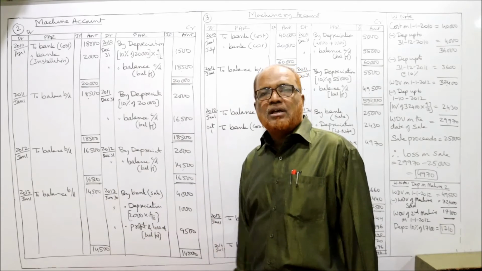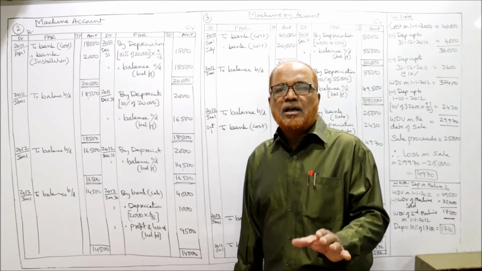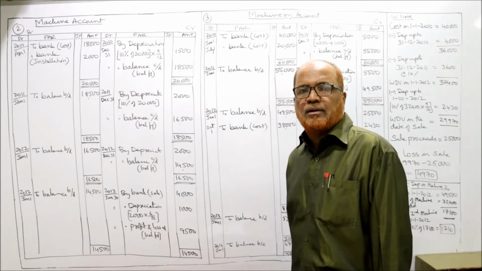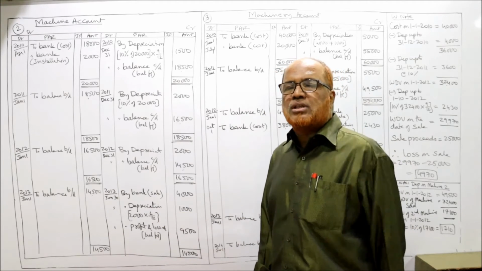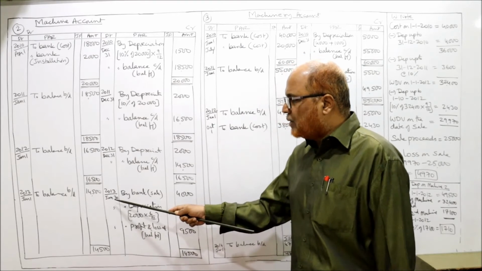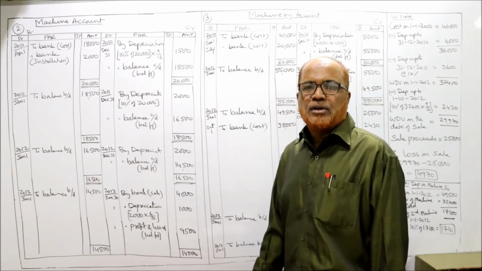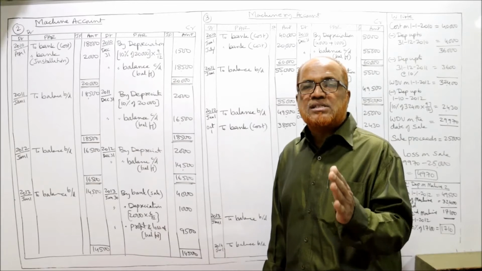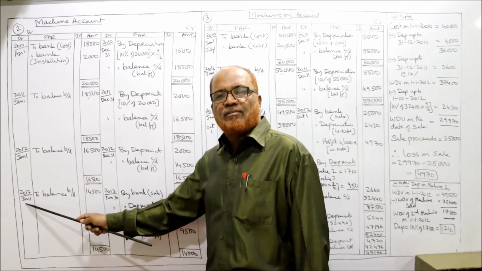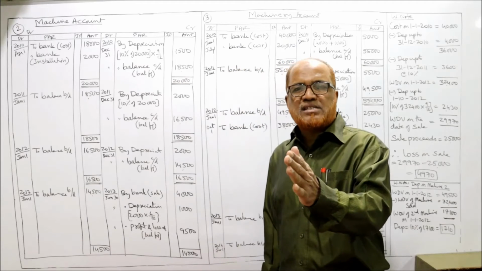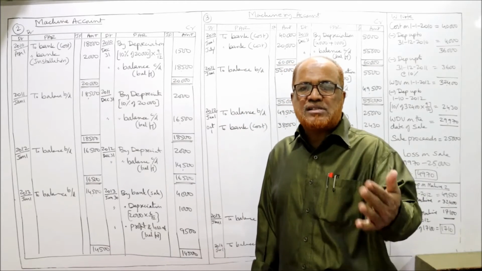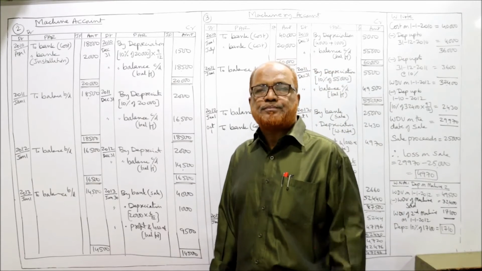Now we are in 2013. In 2013, the opening balance of the machine was 14,500. And during 2013, the machine was sold. On which date is it sold? June 30th. June 30th means 6 months after we start the year from January 1st. From January 1st to June 30, 6 months. So after 6 months, the machine was sold.